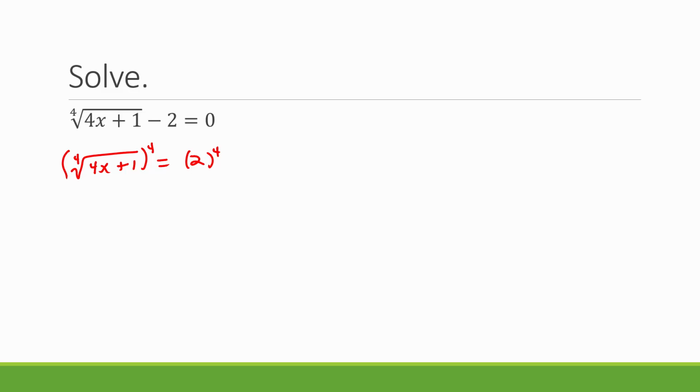So now I have 4x plus 1. 2 to the 4th, 2 times 2 times 2 times 2 is 16. Subtract 1 from each side. So 4x equals 15. Then divide by 4. I will leave my answer in fraction form. So 15 fourths.